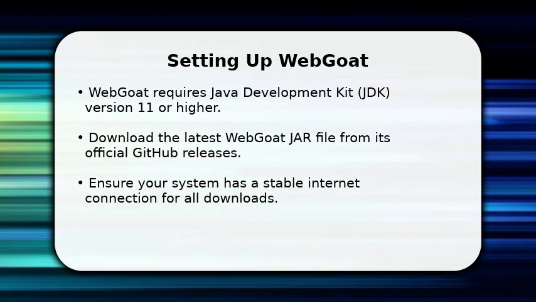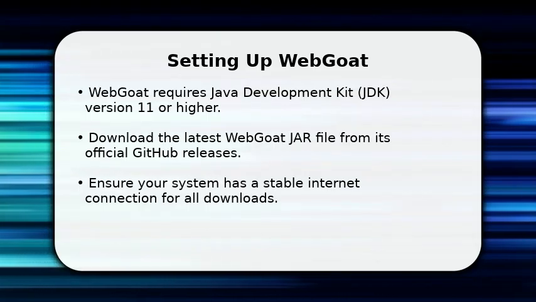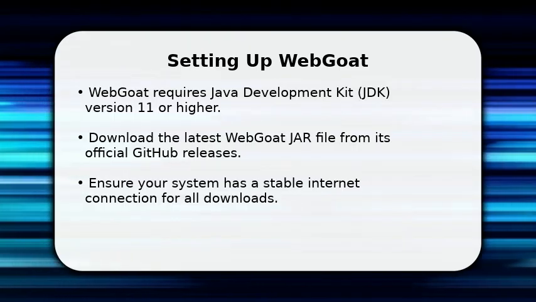In this video, I will explain how to set up WebGoat. First, you'll need to install the Java Development Kit, version 11 or newer, on your system. Next, head over to the official WebGoat GitHub page and download the most recent JAR file. Make sure you have a reliable internet connection for these steps. Once downloaded, you're ready for the next stage of the setup process.